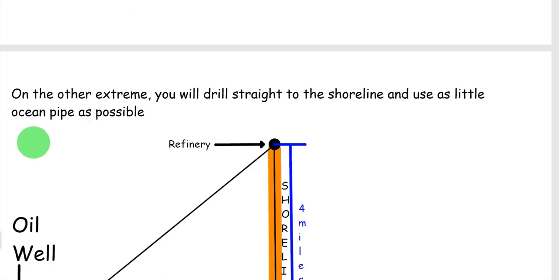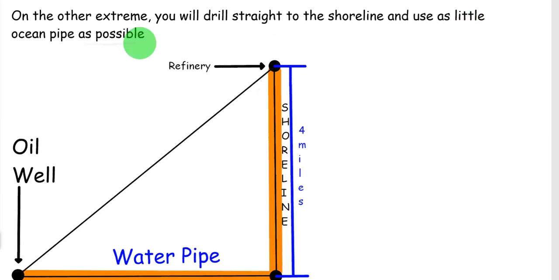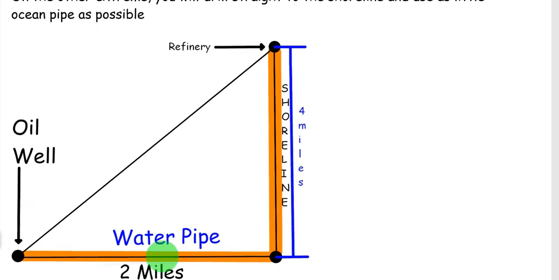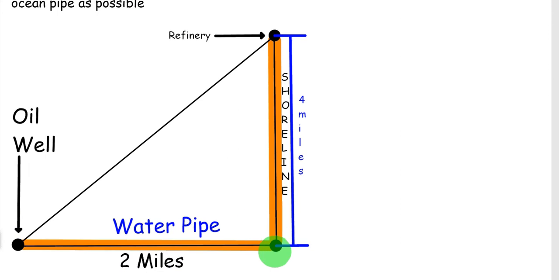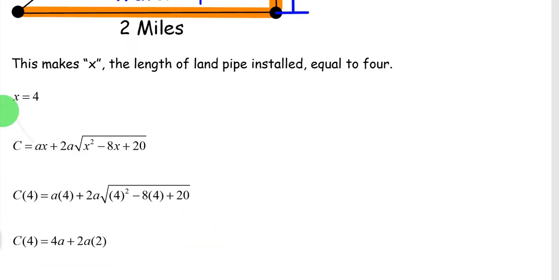Okay, the other extreme: you will drill straight to the shoreline and use as little ocean pipe as possible. So you go straight across this way. You still do use water pipe, but you minimize the amount of water pipe just because it costs more, right? So you basically make a right angle and then you go down the shoreline. So you'll end up using 4 miles of land pipe and 2 miles of water pipe. In that case, x would be 4.